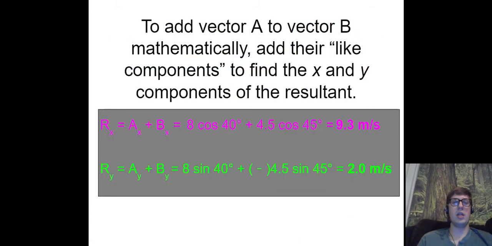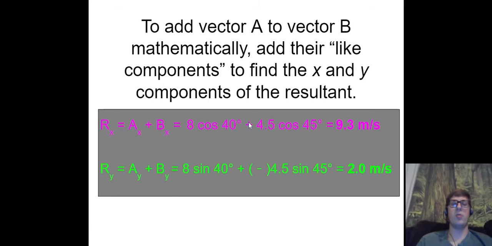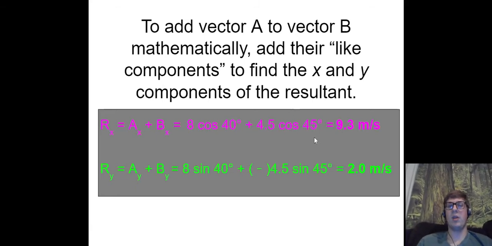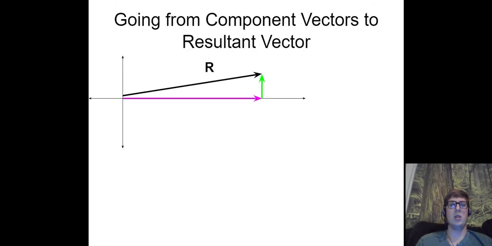It's below the x-axis. So if we wanted to add these together, 8 times cosine of 40 plus 4.5 times cosine of 45 equals 9.3. We just added them together mathematically. 8 times sine of 40 plus negative 4.5 sine of 45 equals 2 meters per second. Don't forget that negative because it was below the x-axis, or east.